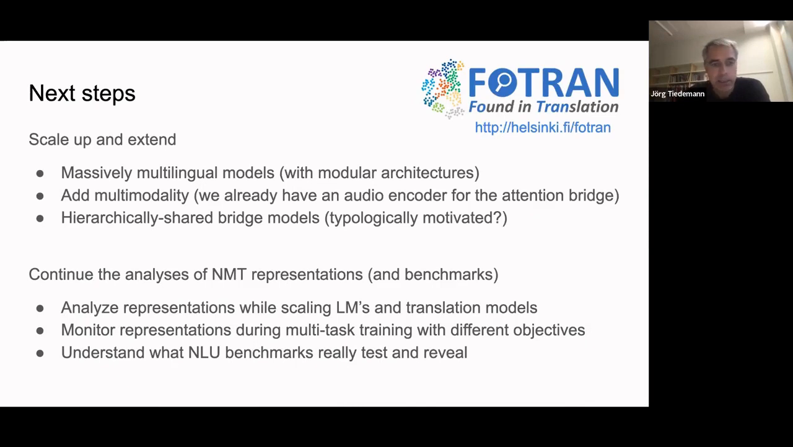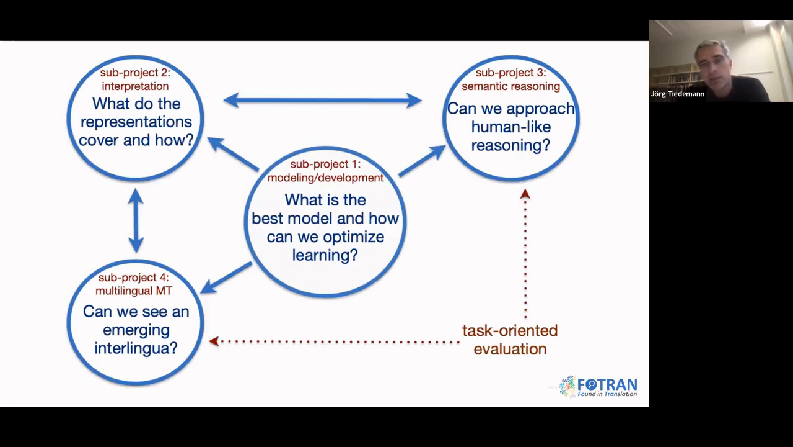I'll stop here, without saying much more, but this is the setup of the project. We are looking at further exploring translation models and analyzing them. Sub-project 2, which is about interpretation, is mainly what I was talking about. How do we interpret the representations? What do they cover and what do they do? We work on developing models that can scale up, which is what I presented in the beginning. And we look at machine translation as one downstream application, but also other downstream applications where we can measure the ability of understanding language in a meaningful way.